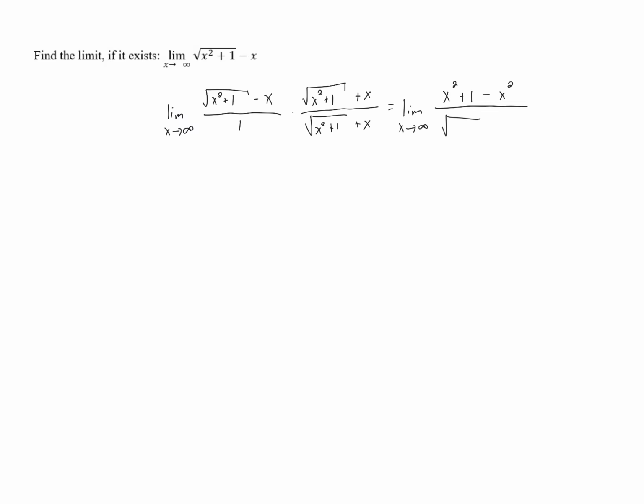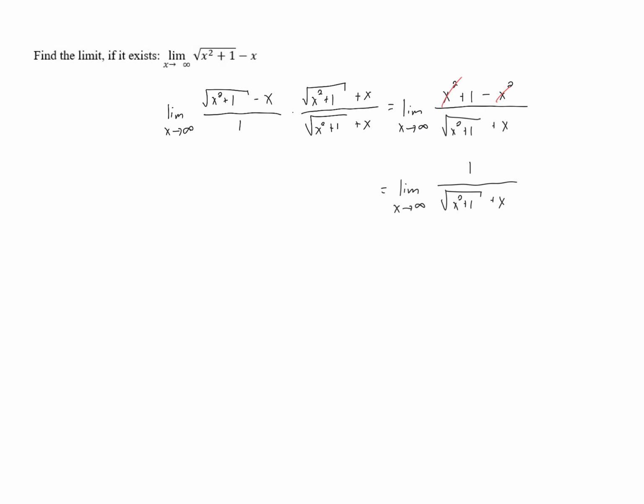So this is going to be the square root of x squared plus 1, and then plus x in the bottom. Now those x squareds are going to cancel out in the numerator because one's positive and one's negative. So we end up with the limit as x approaches infinity of 1 over the square root of x squared plus 1, and then plus x.